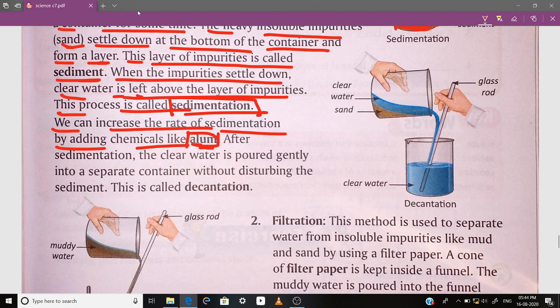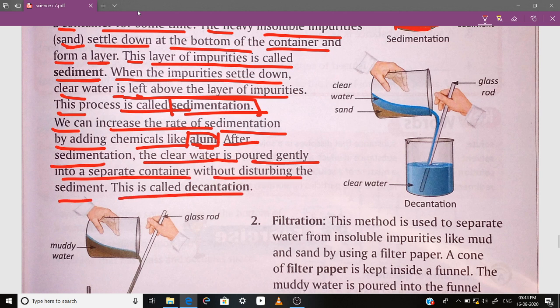Okay, so when we add some alum, we can increase the rate of sedimentation. It means that sedimentation can occur more quickly. After sedimentation, the clear water is poured gently into a separate container without disturbing the sediments. This process is called decantation.